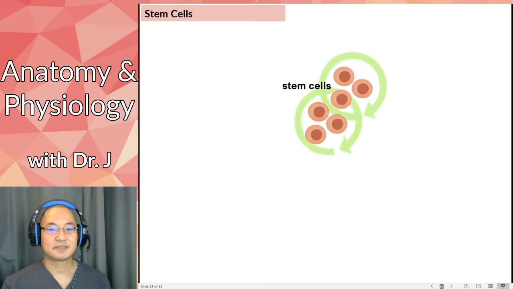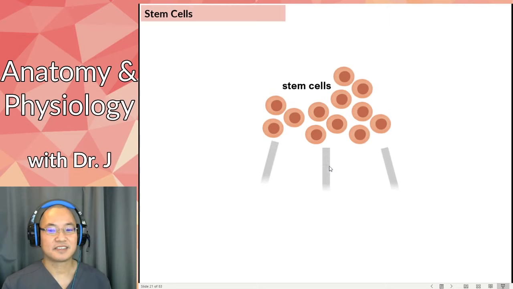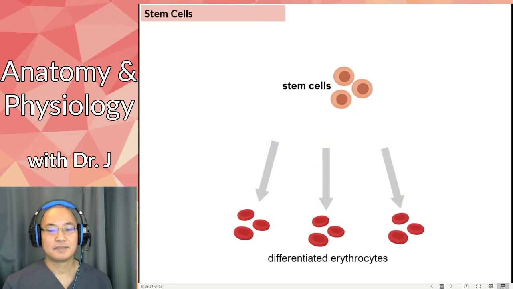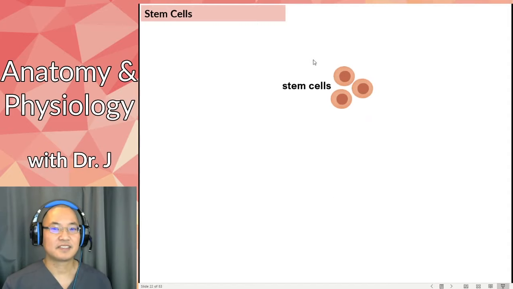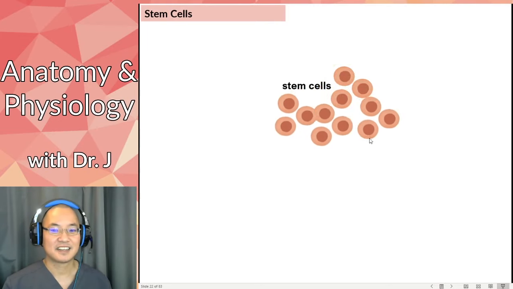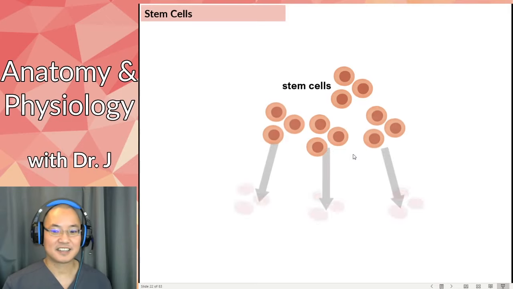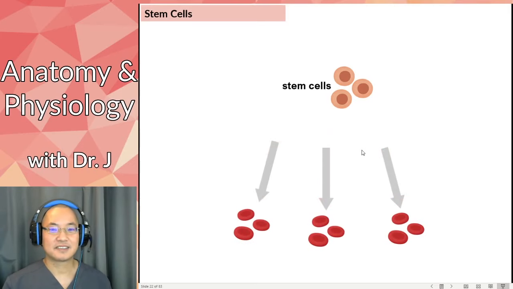And as you generate more and more stem cells, these new stem cells can generate more red blood cells in this example. But what happens if you lose these red blood cells? Well, since you still have the stem cells left over, they can undergo replication and regeneration again. Then they can undergo differentiation again, and you can generate more red blood cells. So this is why stem cells are very powerful, because you can regenerate more specialized cells.